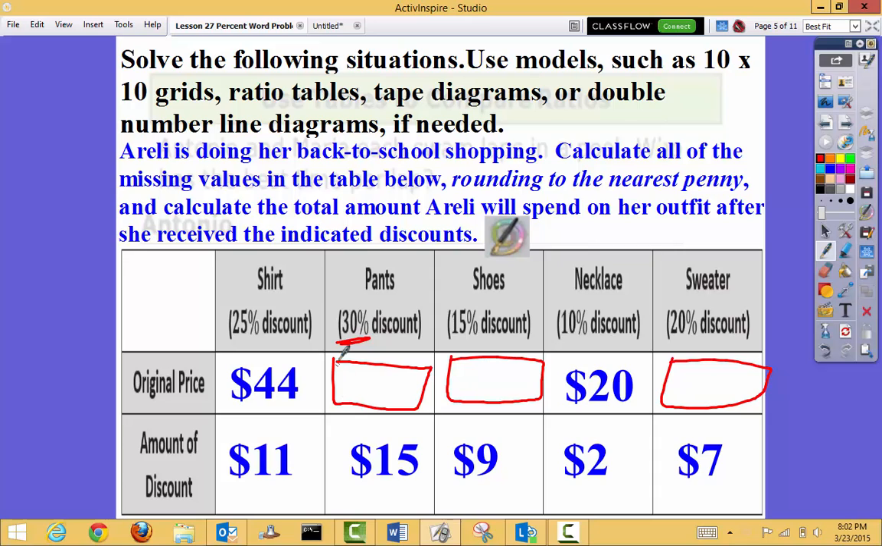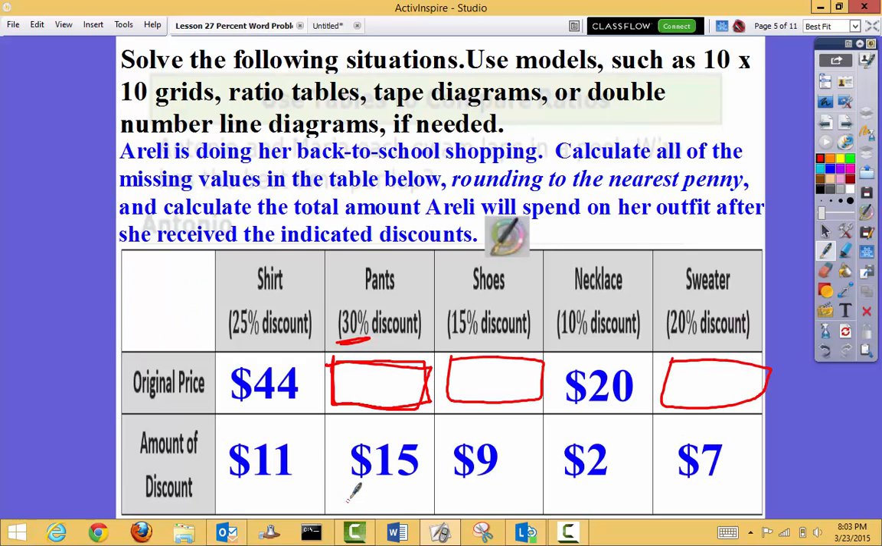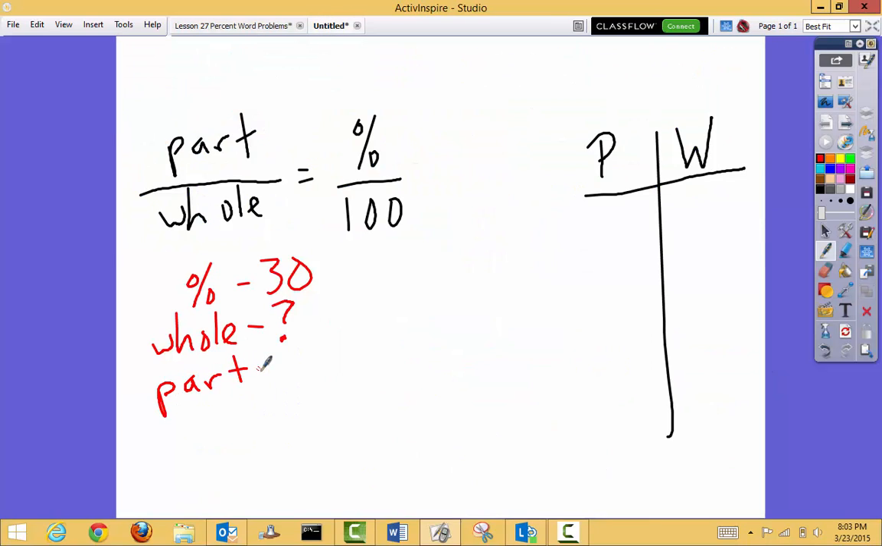I don't know this time its original price. So since I don't know its original price, I don't know how much it would normally cost, what its total cost would be. So my whole, or the total, is my mystery part. What I do know is the part. I know its discount. The part that I will save is 15. So now I have enough information to fill it in to my equation up here at the top. So let's check. My part is 15, but I don't know the whole. Equals, I know my percent is 30. Percents are always out of 100.